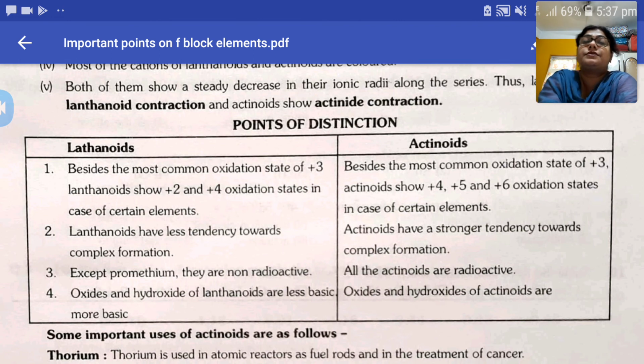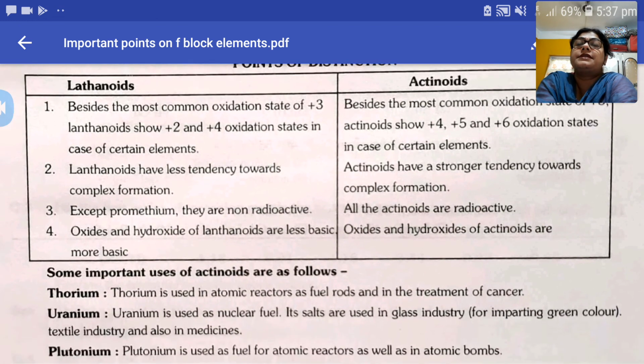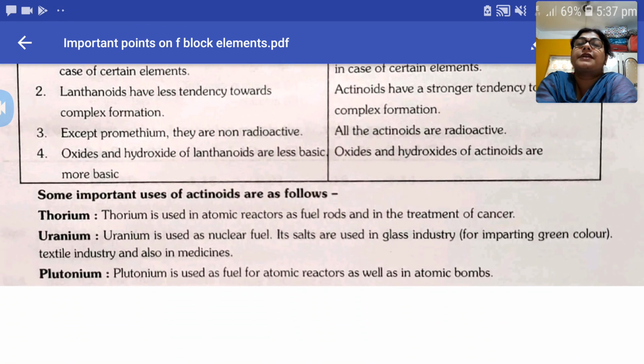You do one thing, no? When you see this one, this more basic will come to the block of actinoids. Okay, so in case of lanthanoids, oxides and hydroxides of lanthanoids are less basic, but oxides and hydroxides of actinoids are more basic. This more basic should be shifted here. Okay.